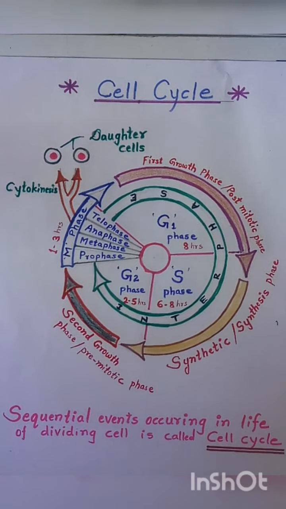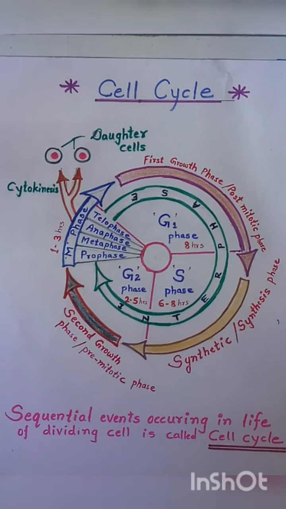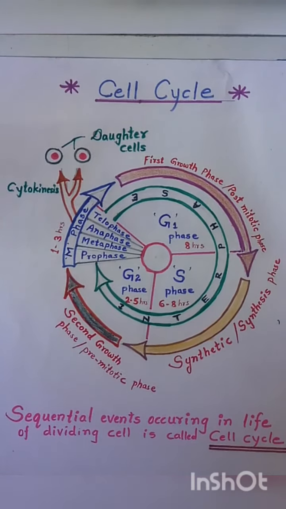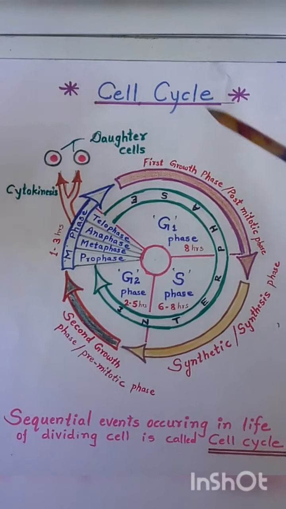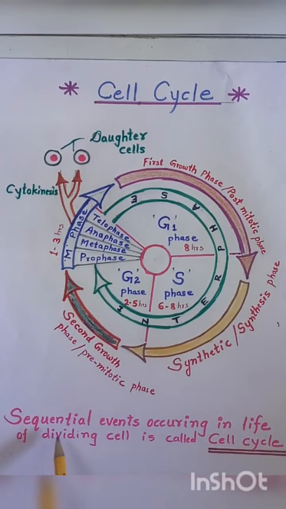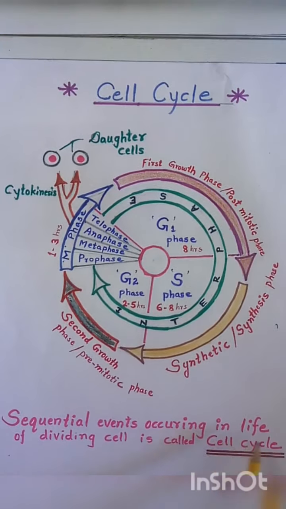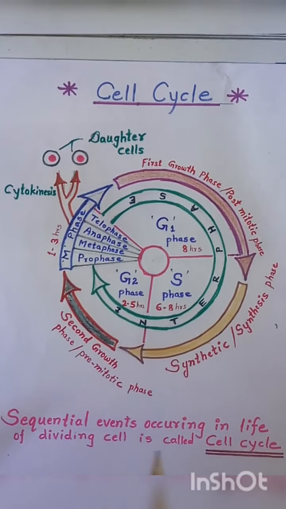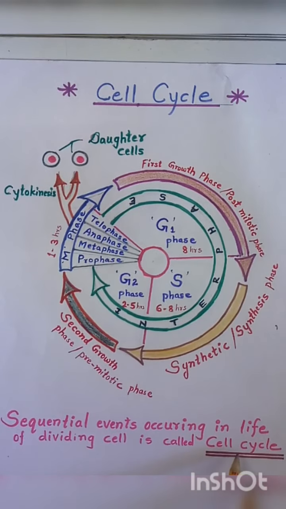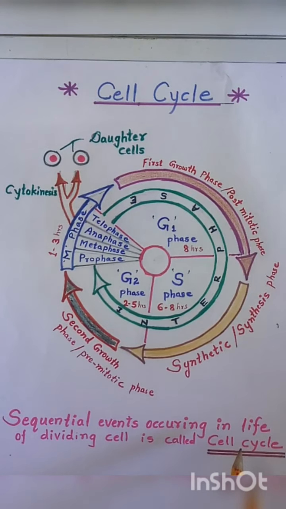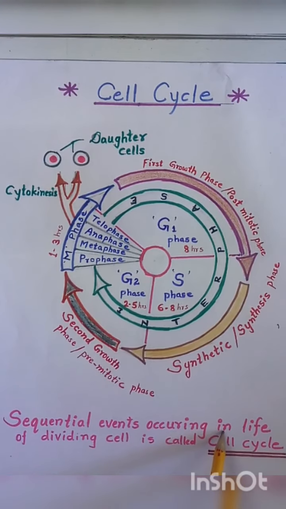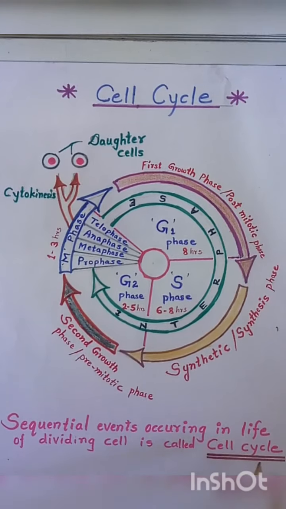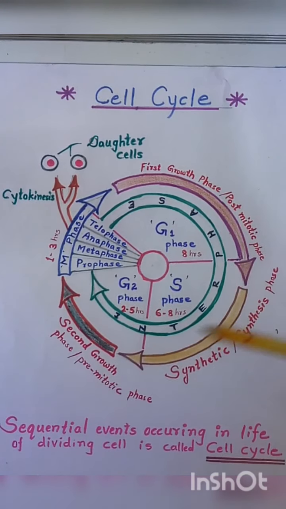Students, we are going to start a new lesson, that is cell division. In this lesson, the first topic that we are going to study is cell cycle. The definition of cell cycle is: sequential events occurring in the life of a dividing cell is called cell cycle. Or in simple words, the series of changes taking place in the life of a dividing cell is called cell cycle. This is the diagram of cell cycle.